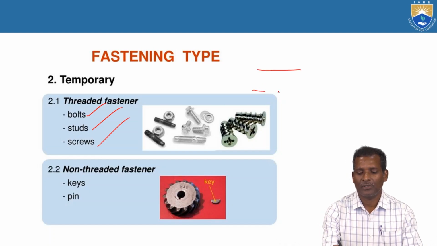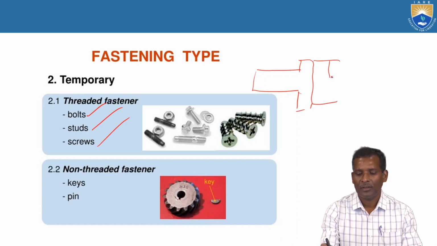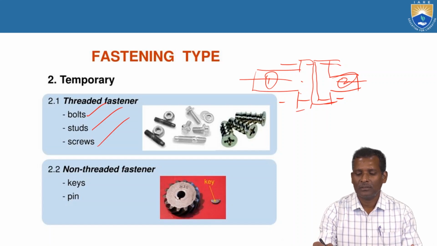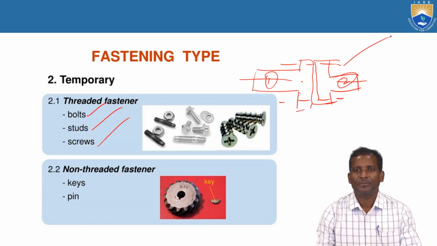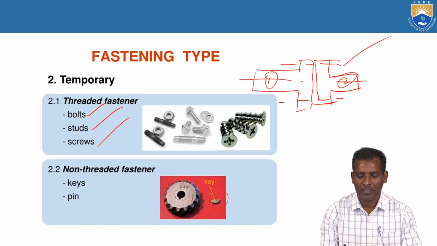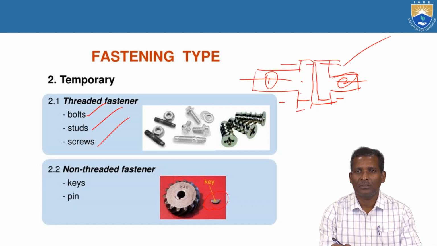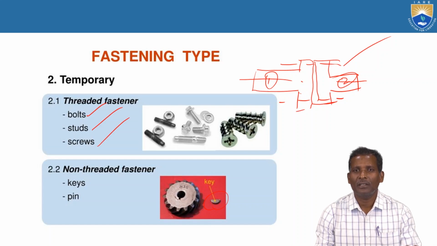Why? Suppose you want to join two plates or two members with the help of a bolt and nut. Here is one bolt, and these are two coaxial rods. This type of coupling is called a flange coupling. Whenever you want to repair or replace, you can easily dismantle. Similarly, in the case of a key, the key is used to control the relative motion between the shaft and the hub.